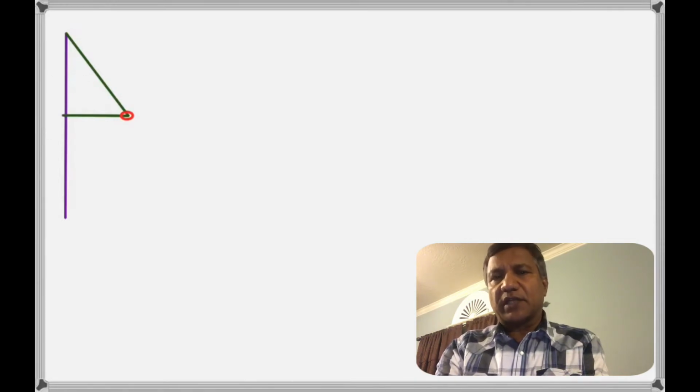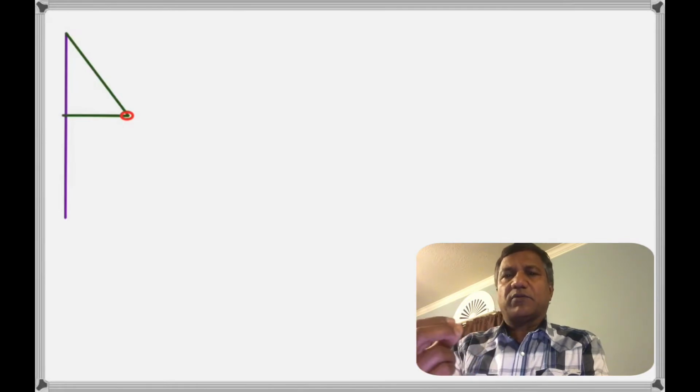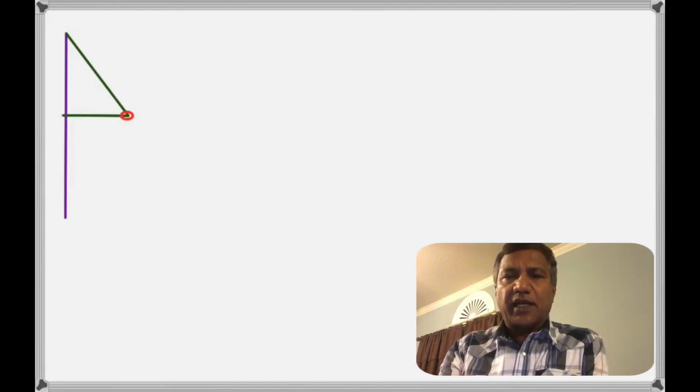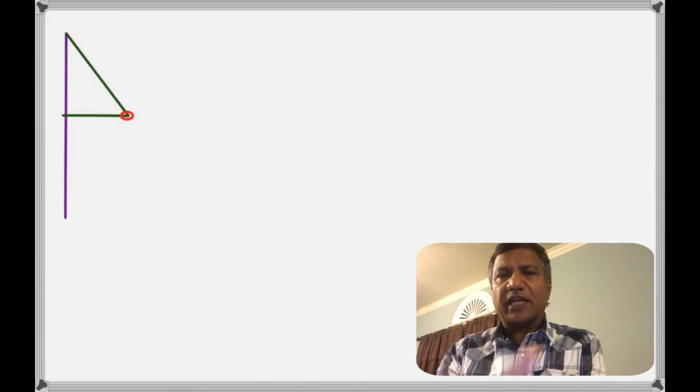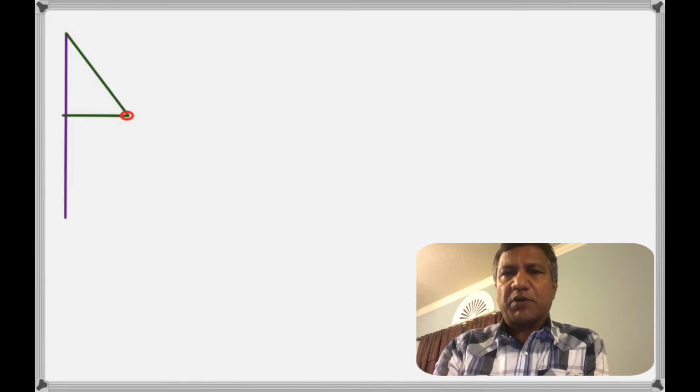The string is tied in two parts. And here is a bead, a very light one, 100 grams. The vertical rod is rotated at a great speed. So as it rotates, this part of the string becomes horizontal, and the distance here is 0.3 meter. This distance is 0.4 meter.